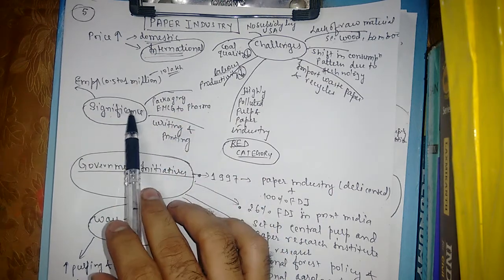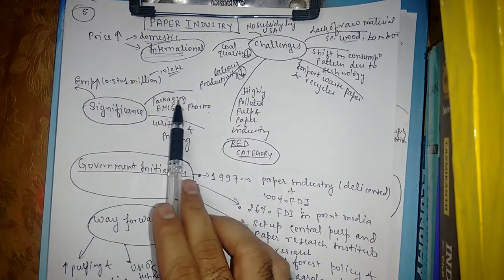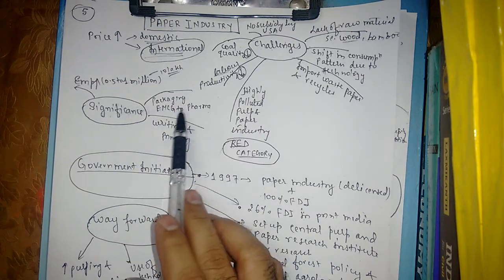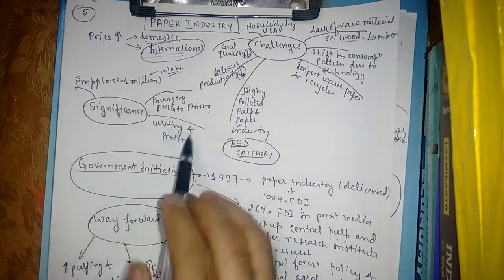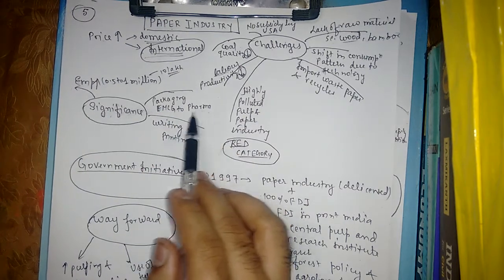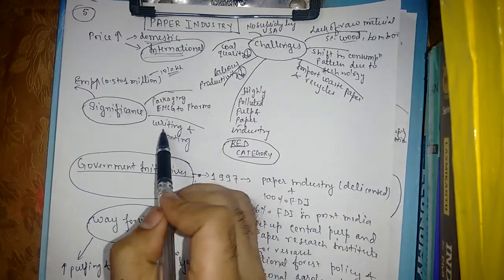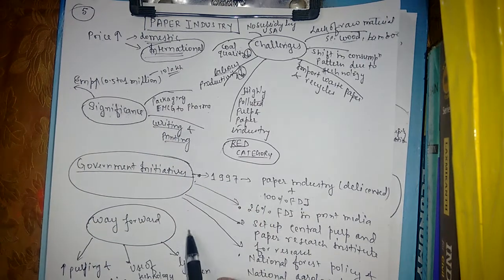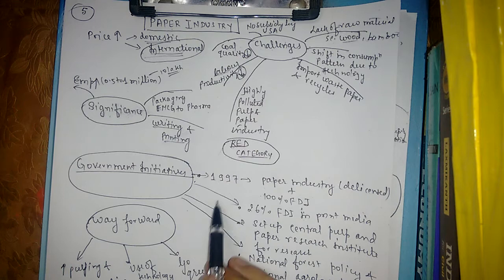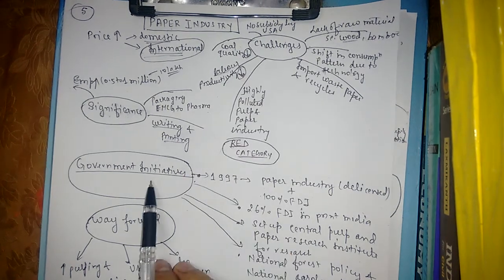One paper industry we are talking about. And we can use this paper for packaging, that is FMCG, to pharmaceutical things also. And everybody knows this use: it's used for writing and printing purposes. These are the significance of the paper industry, right?